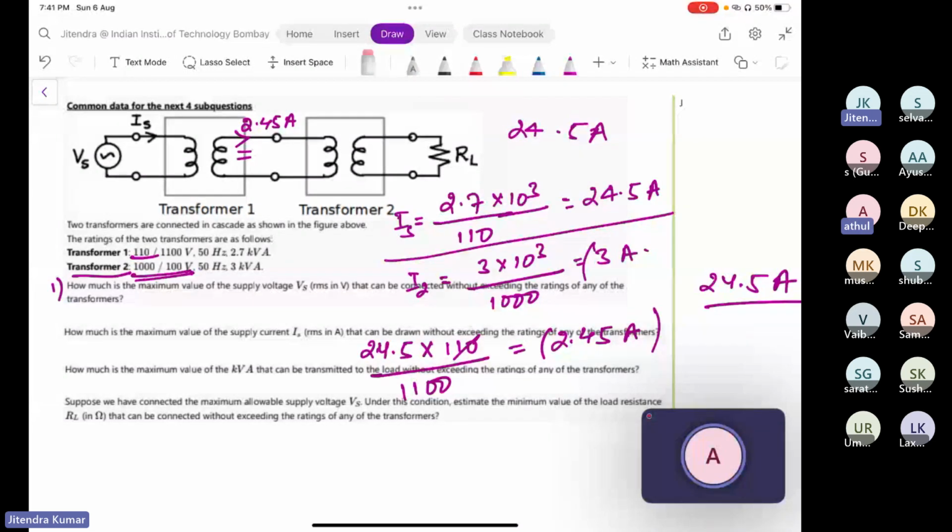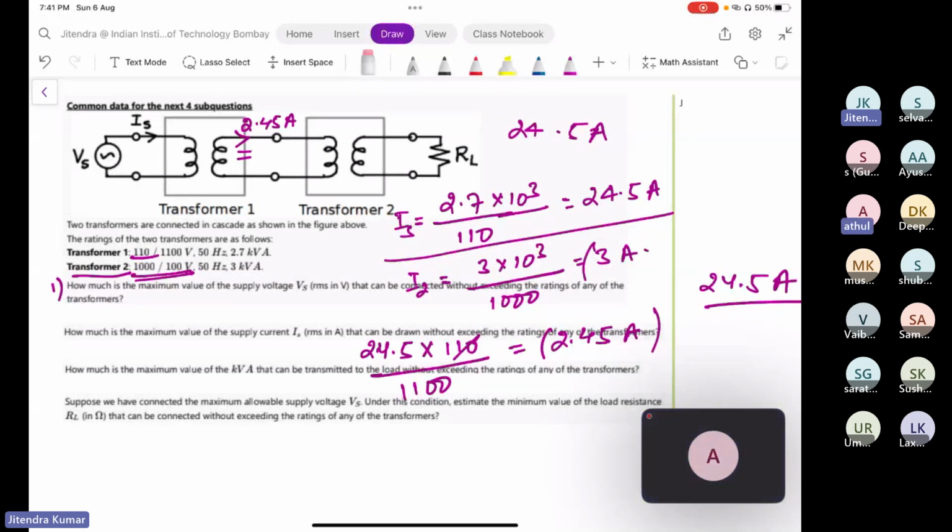The maximum supply voltage that can be given for Vs equal to 100 volt, no? 100 volt. Yes, yes, you are correct. But then turns ratio is not the maximum changing. Okay. Then the maximum supply voltage equal to 2.7 into 10 cube by 110. 100. Then that is why we are taking 2700 by 100. Then it will become 27 ampere, no?